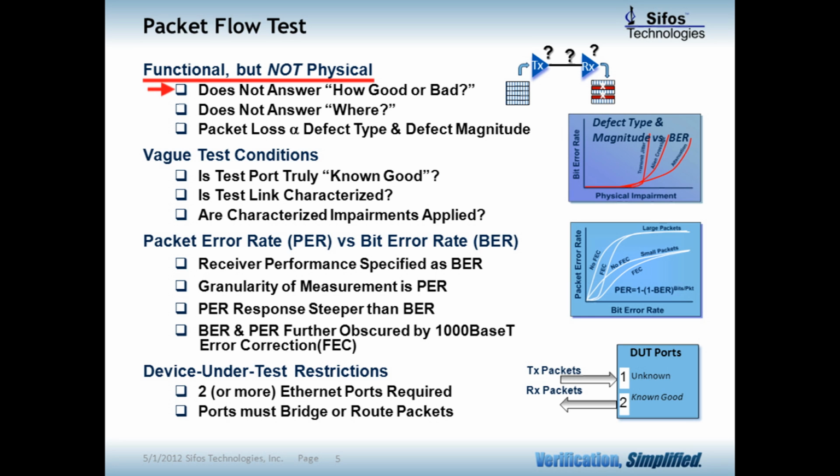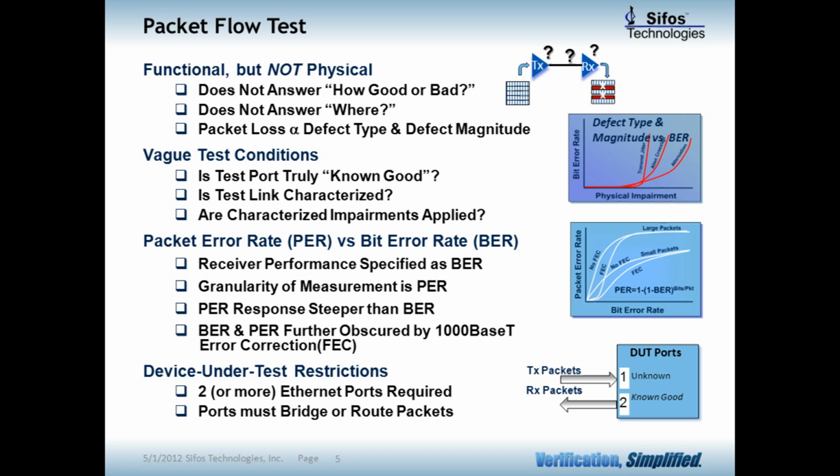It does not answer how good or how bad, nor does it answer where, when there is in fact a defect. In truth, packet loss magnitude is both a function of defect type and of defect magnitude, a fact that assures that the defect nature will be hidden to packet flow testing.